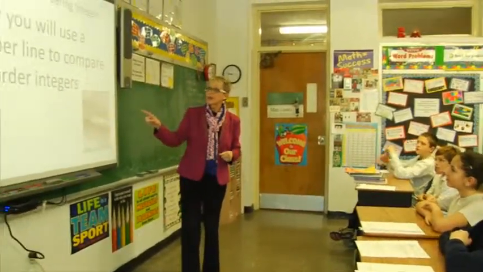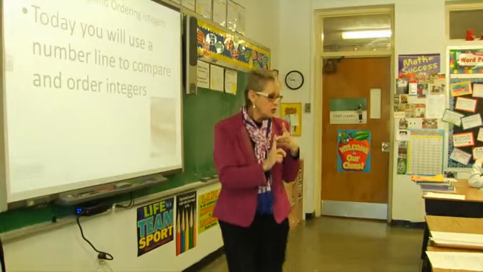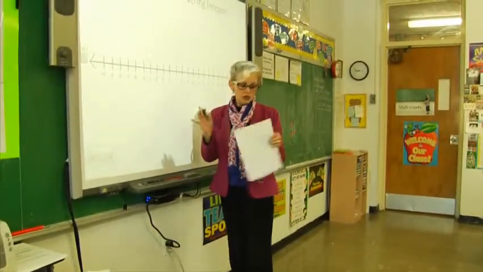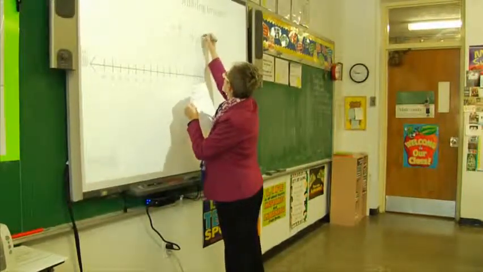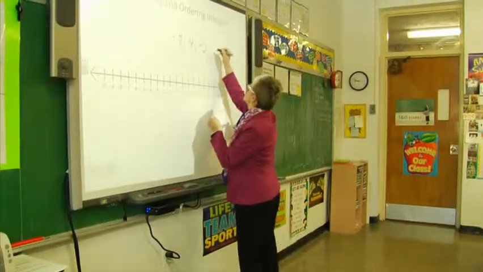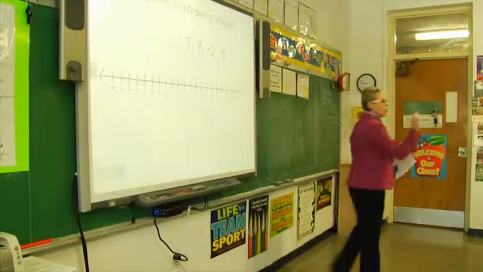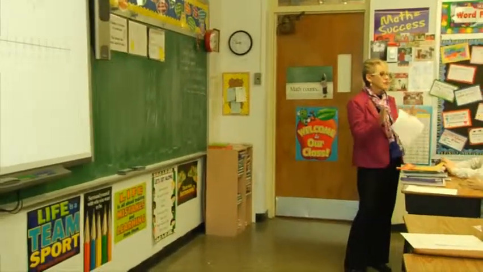Today we're going to use a number line, and what we're going to be doing today is comparing and ordering integers. All right, so let's get started. You can use your number line. I just have a number line up here. You can either write this down in your notebook or you can just do it mental math. So you have 4 integers here. They are -7, 4, -2, and 5. And what I want you to do with your team is put those in order from least to greatest. Begin.